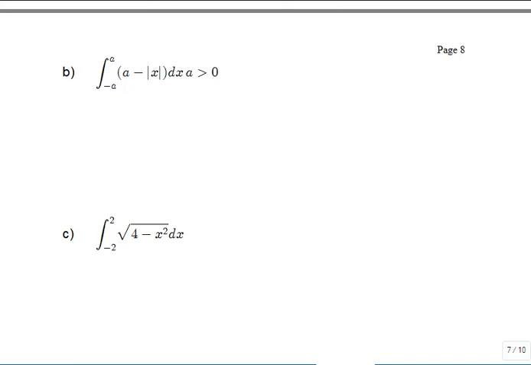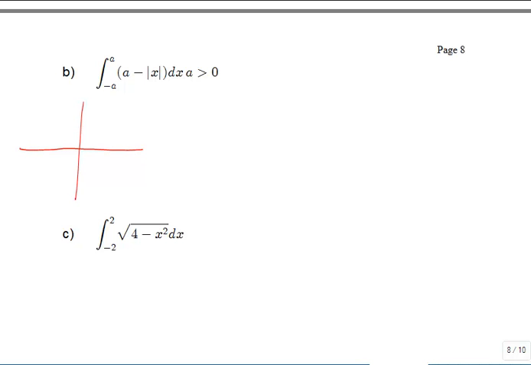All right, let's try the integral from -a to a of the function a minus absolute value of x dx, and we're going to assume here that a is positive. Okay, so what does the graph of a minus absolute value of x look like?